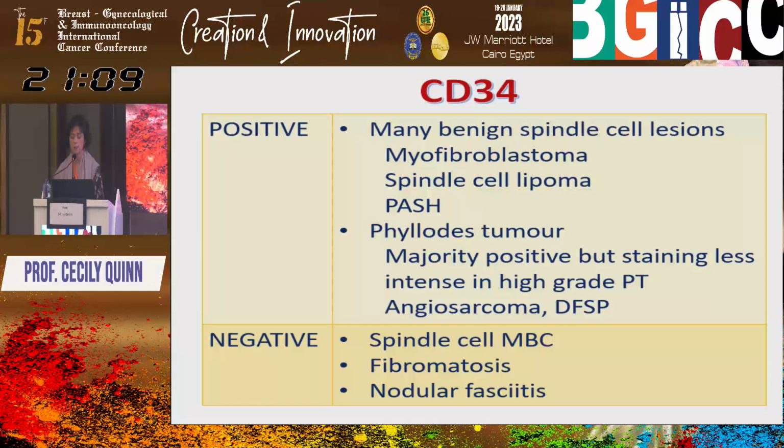It is also positive in the majority of Phyllodes tumours, but it is well described that the staining tends to be less intense in high-grade Phyllodes tumour. Also, it's clearly positive in vascular lesions. Important negatives are spindle cell carcinoma, fibromatosis, and nodular fasciitis.